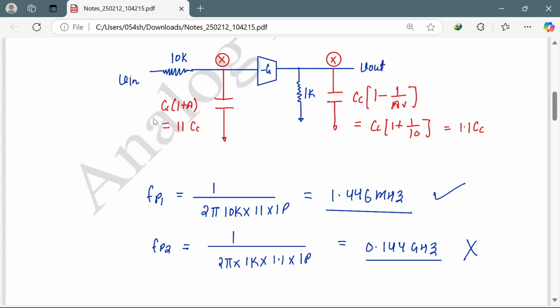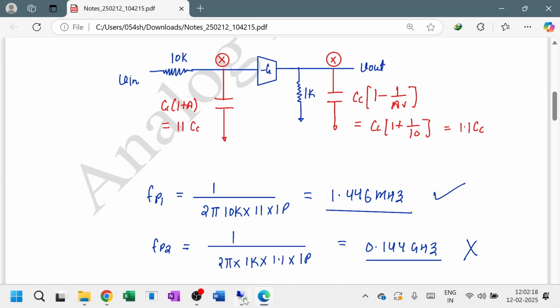So I have calculated the theoretical frequencies. The first pole frequency is this one: 2 pi into 10 kilo ohm into 11 picofarad. So it will come 1.446 megahertz. And what will be the output pole frequency? It's 2 pi into 1 kilo ohm of resistance into 1.1 times 1 picofarad. It will come 0.144 gigahertz. So these frequencies are the theoretical frequencies. We will simulate and see whether these things are matching or not.